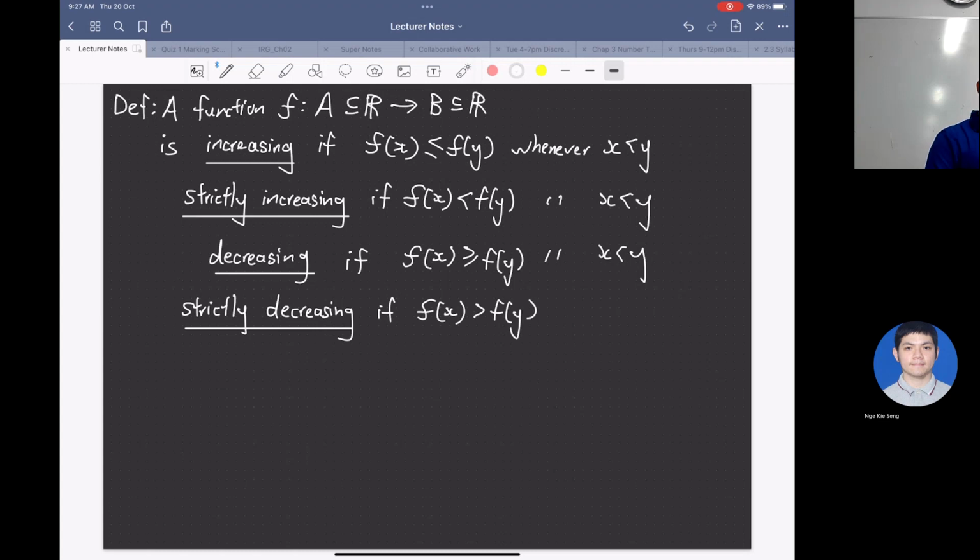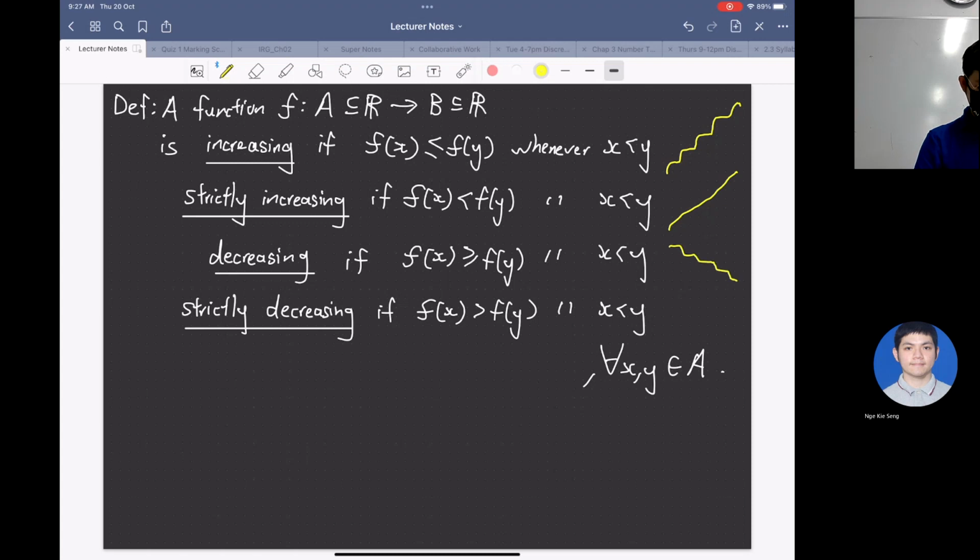Strictly greater than f1. Less than y, for every x less than y in your domain. So the graph may be something like this, increasing. Actually, increasing will be like that. And then decreasing will be like, and then strictly decreasing is like.